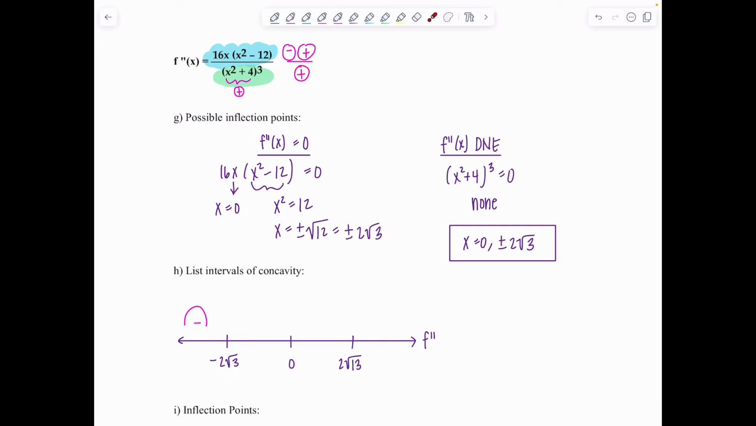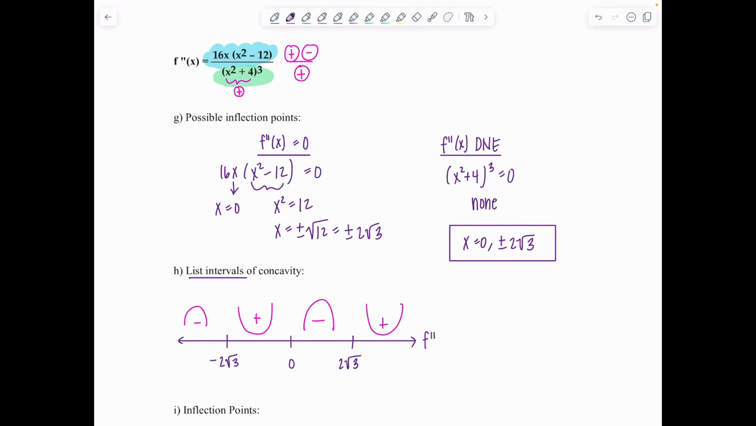Okay, somewhere between negative 2 rad 3 and 0. How about negative 1? Sound good? 16 times negative 1, that's negative. Negative 1 squared is 1 minus 12, that's negative. So negative times a negative divided by a positive is positive. Now it's concave up. Okay, between 0 and 2 rad 3. Let's test with positive 1. Okay, positive 1. So this would be positive, negative. So the numerator is negative divided by positive, negative. And then over here, 4, 10, whatever. Positive, positive, boom. Concave up.